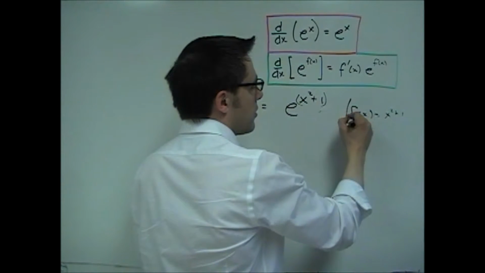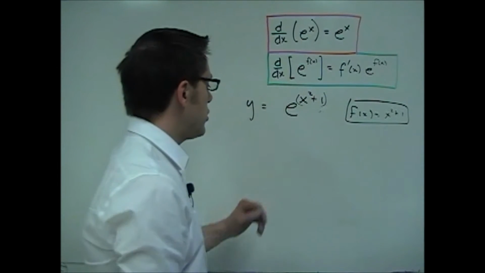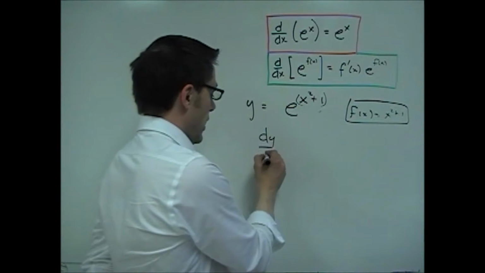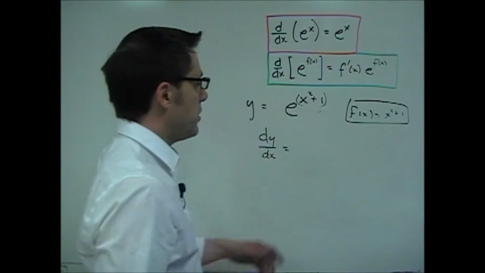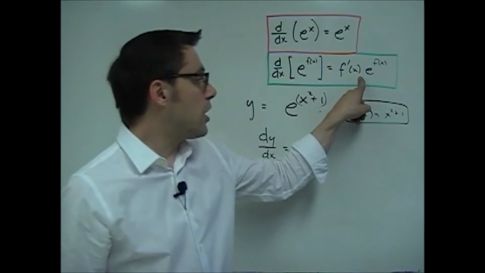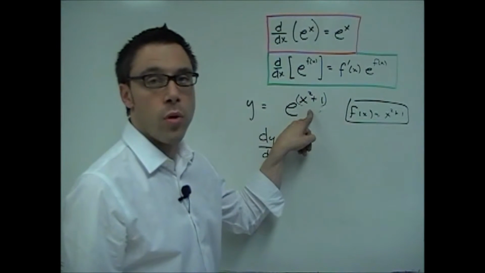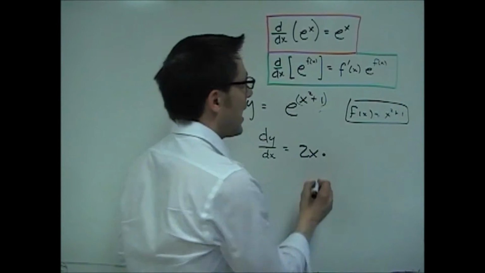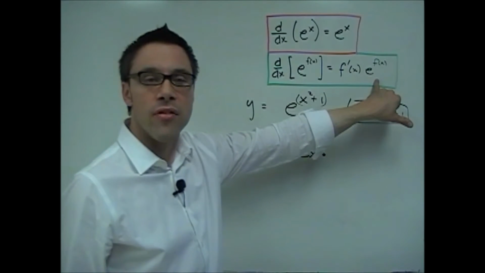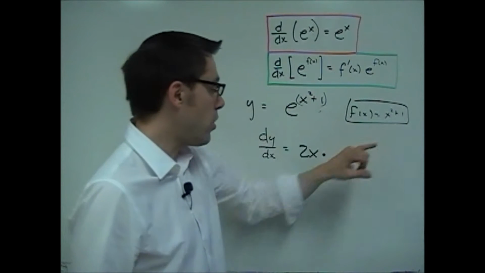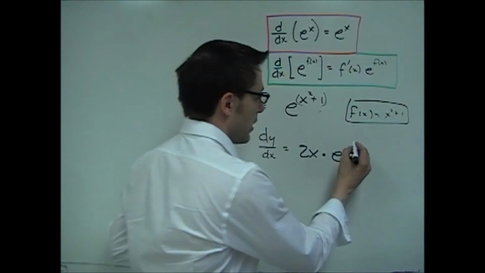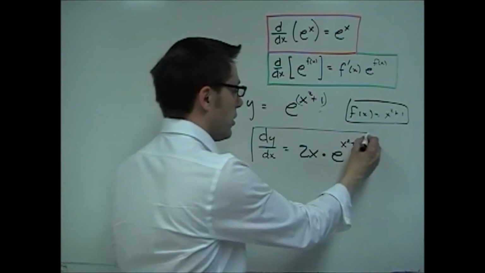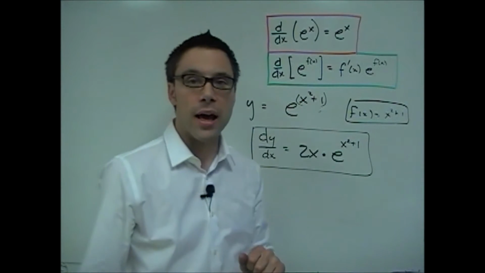And that means that I can differentiate this. So dy dx is going to be, using my formula, the derivative of x squared plus 1, which is, of course, 2x. And I multiply that by e to the f of x. Well, f of x is x squared plus 1, so you just put the function back again. So e to the x squared plus 1. So there's the derivative with respect to x.